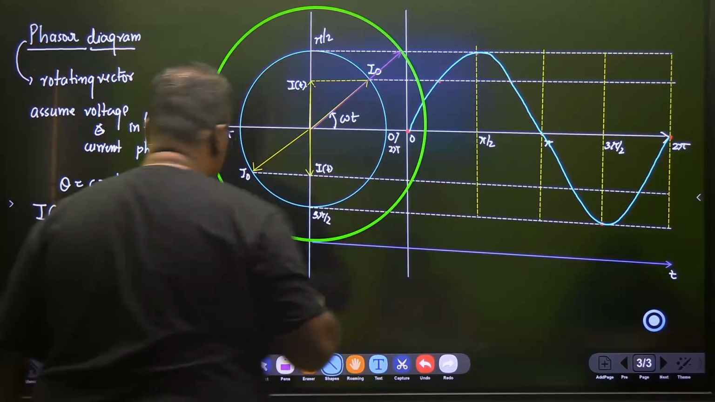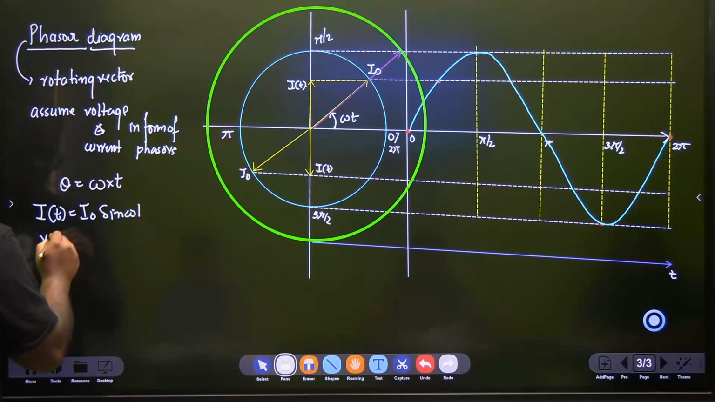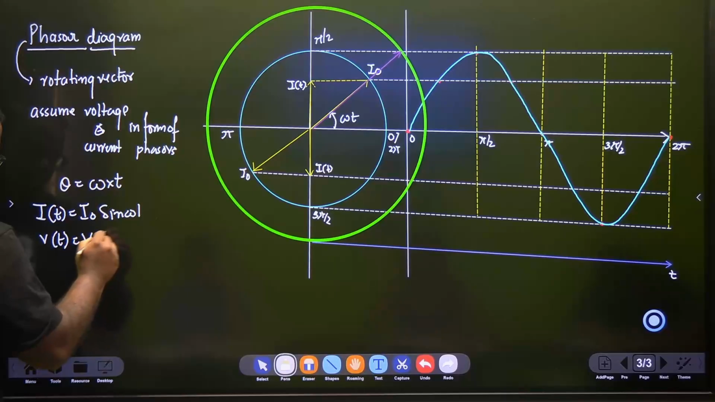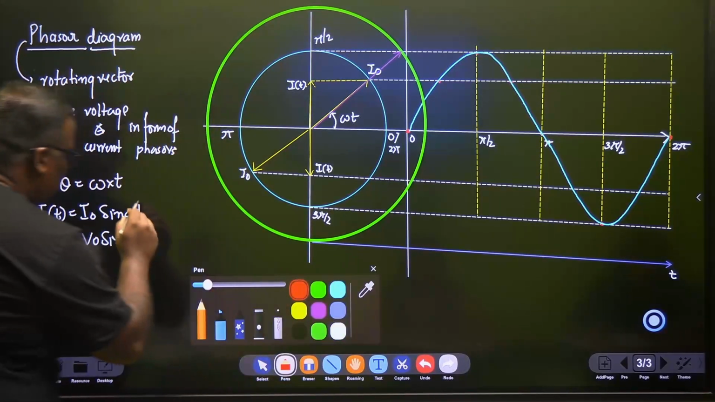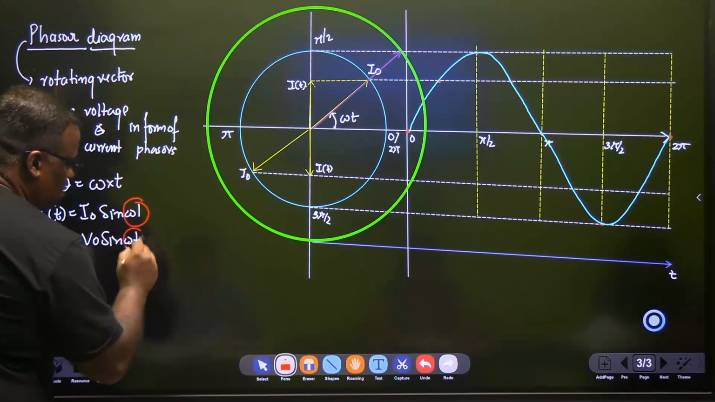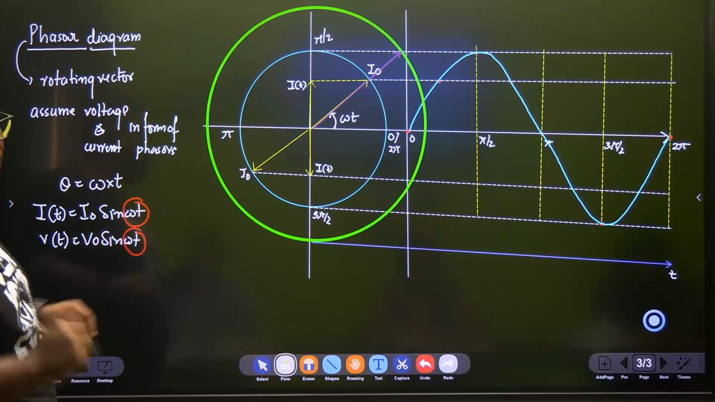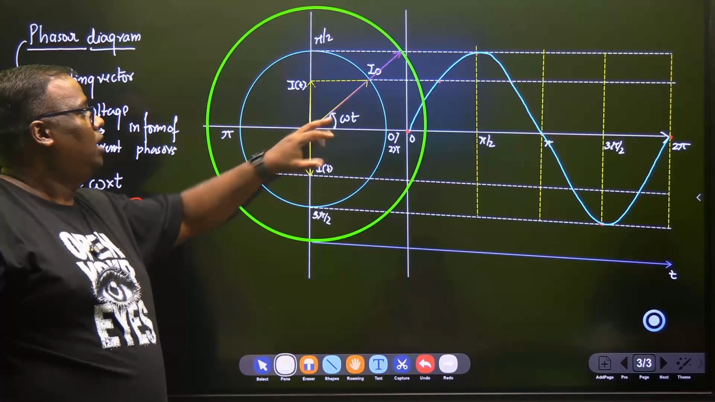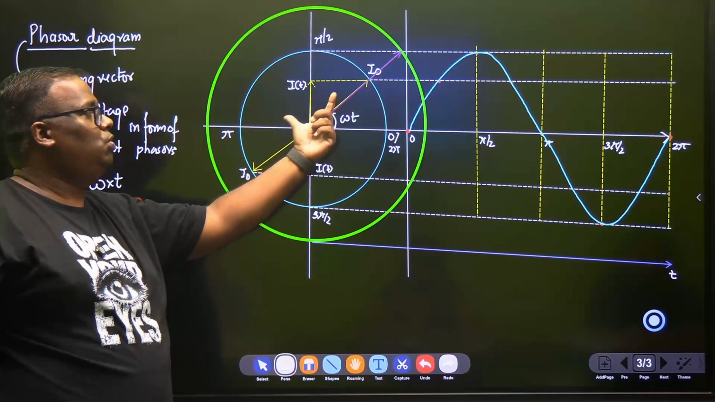What are we trying to do here? We are saying that the voltage V at any time t is equal to V naught sine omega t. So you just have a look at the phase. This is also omega t, this is also omega t. So that means they are on the same phase. Same phase means, try and understand, the overall length of the phasor will tell you the magnitude of I naught.